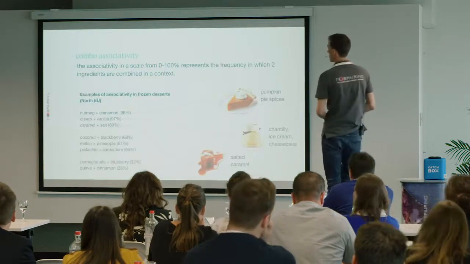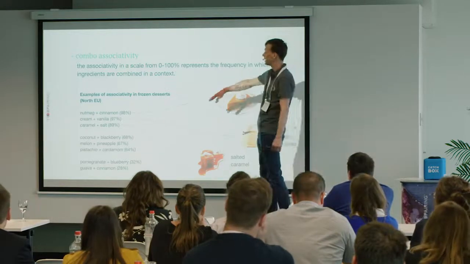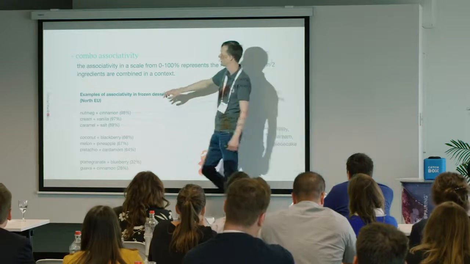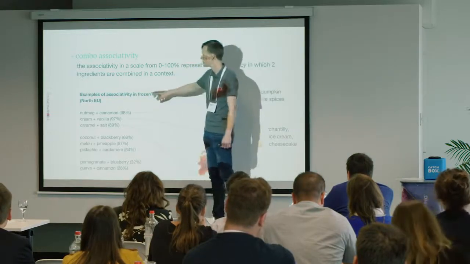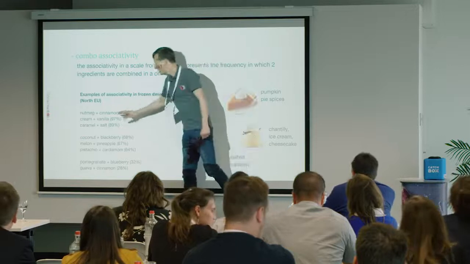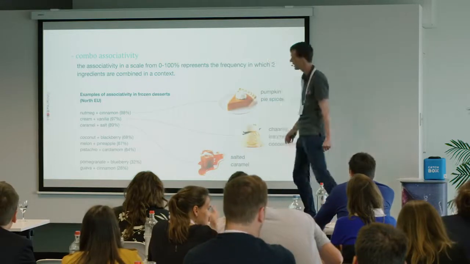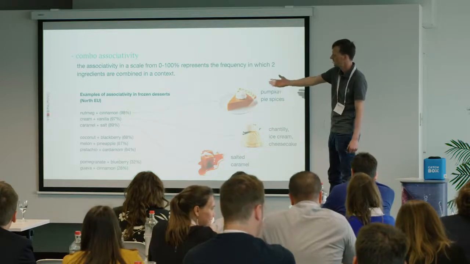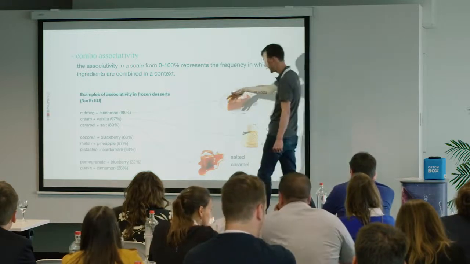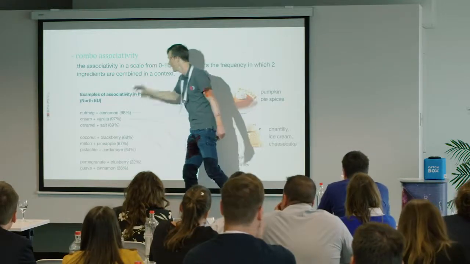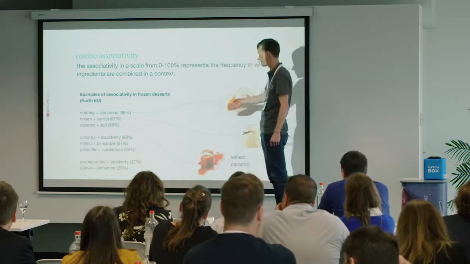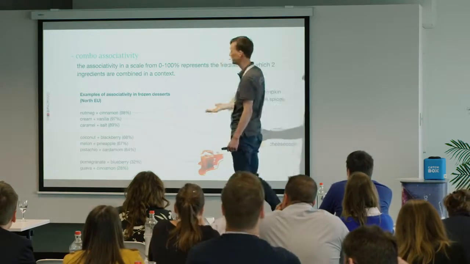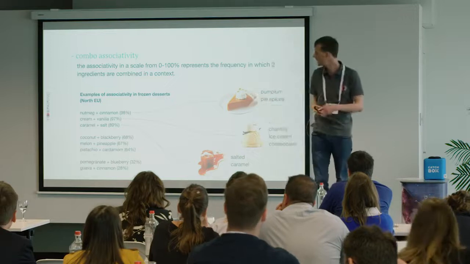So to give you an example, nutmeg and cinnamon are very much associated when we look in the north of Europe, specific in frozen desserts. Then nutmeg and cinnamon, that's the most associated ingredient. Or cream and vanilla, or caramel and salt. A bit less, but still it is highly associated. On the other hand of the spectrum, if you would combine pomegranate with blueberry in a frozen dessert application, that's much less associated.